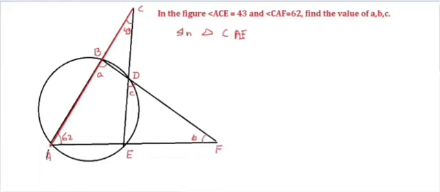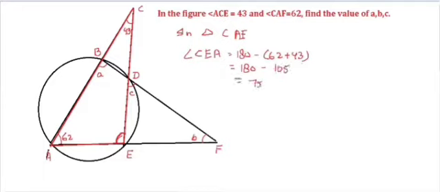In this triangle, two angles are already given. We can find out the third angle. So, I can find out this angle. This angle will be angle CEA, that is 180 minus (62 plus 43), or we can write 180 minus 105. This will be equal to 75.